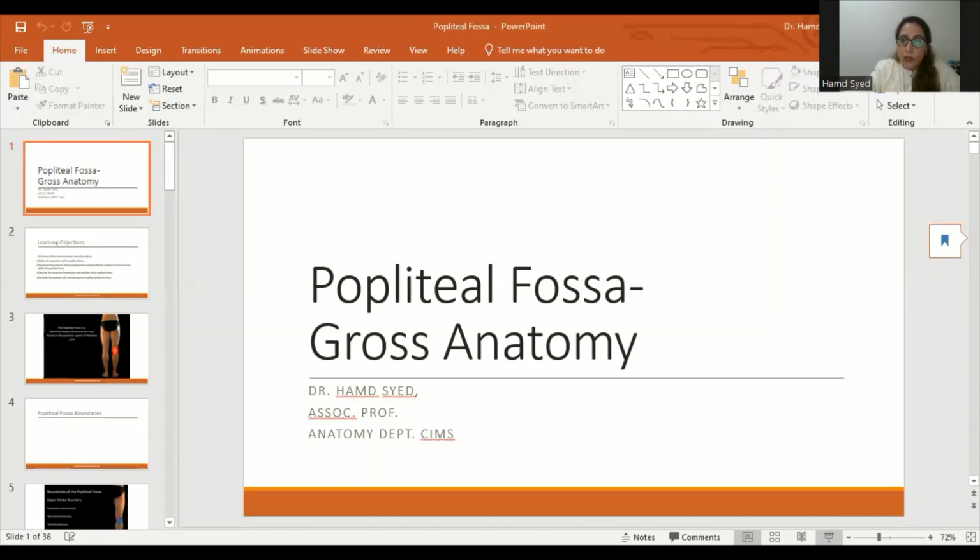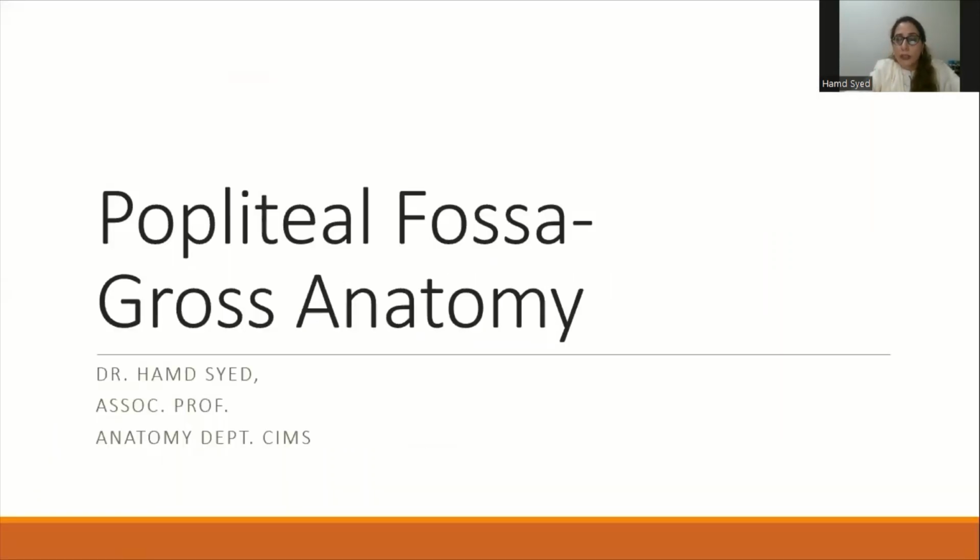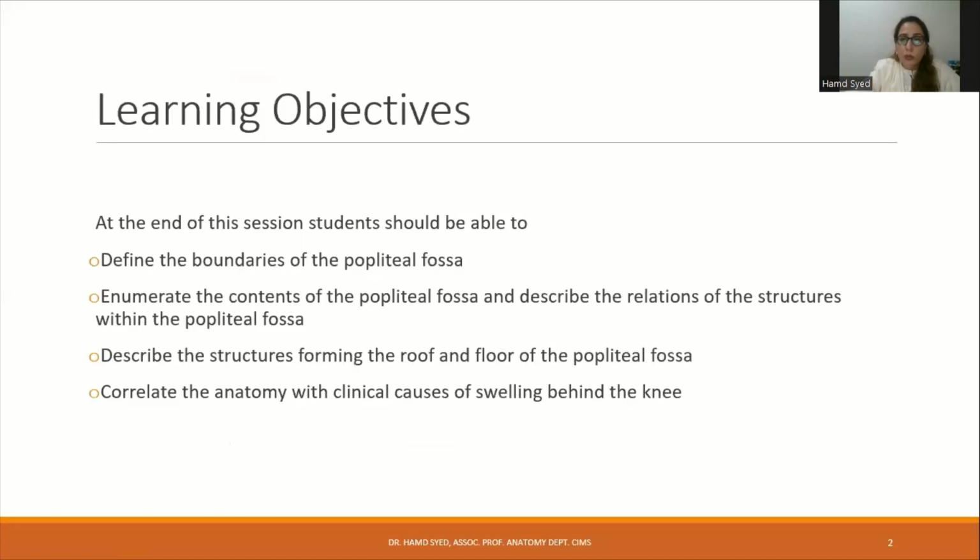This is an important region which is present on the posterior aspect of the knee. Today we're going to be talking about its boundaries, its contents, and also the relations of structures within the popliteal fossa, as well as the structures forming the roof and floor of this very important region. We shall also correlate the basic anatomy with the clinical conditions related to swellings behind the knee. And in the end, I have a few MCQs for you.